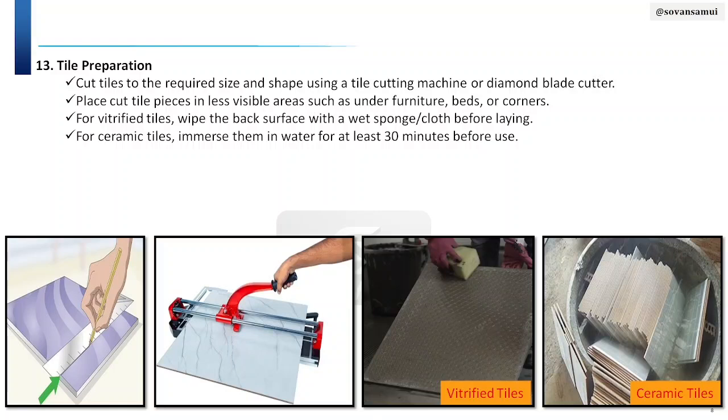Okay. Next, keep in mind always that the cut piece tile should be placed under a furniture bed or corner, because it is very beneficial for a less visible area. When you are entering the room and first you see the cut tiles, then it is very awkward for us. That's why we use it under the bed or furniture corner, like this less visible area, you should place the cut tiles.